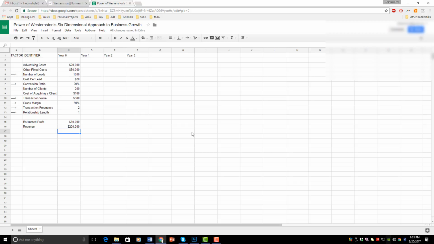Okay, now with Strategist Star's 6-dimensional approach, what you try to do is get just a 5% growth in each of these factors throughout the year. You don't change your advertising costs, so it's basically $20,000. You don't change your fixed costs, it's still the same $50,000, but your number of leads is now, and this is how you add 5% if I remember correctly, yeah.